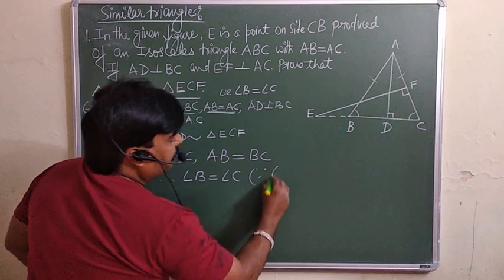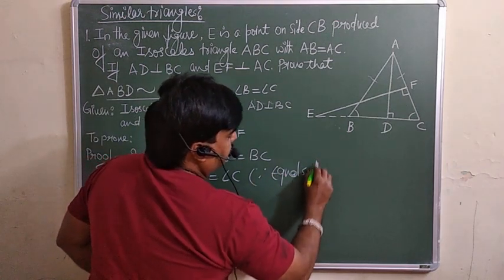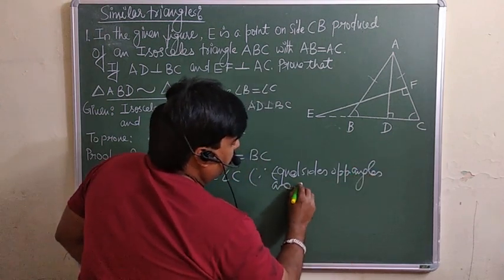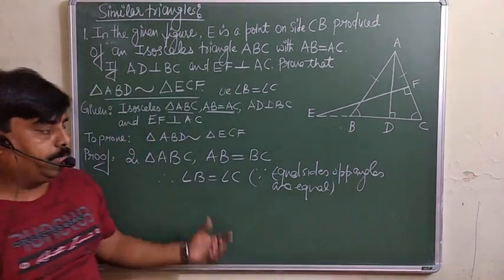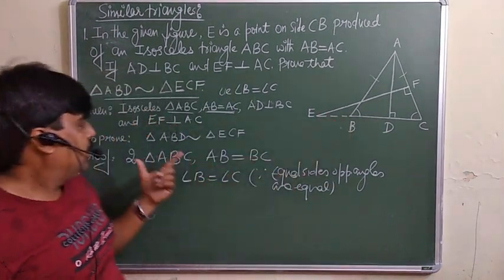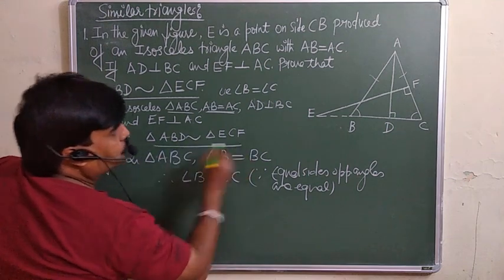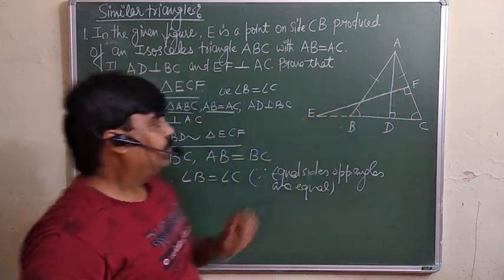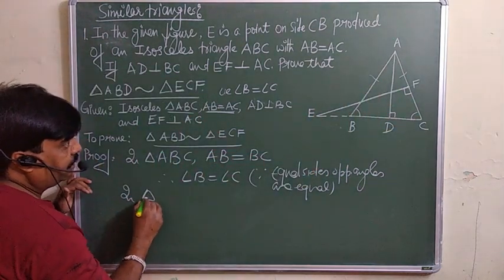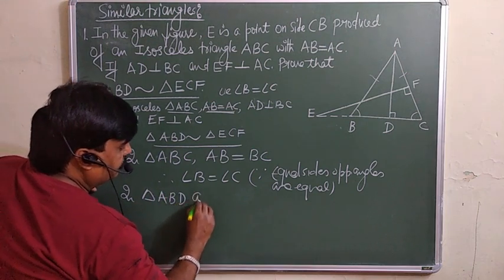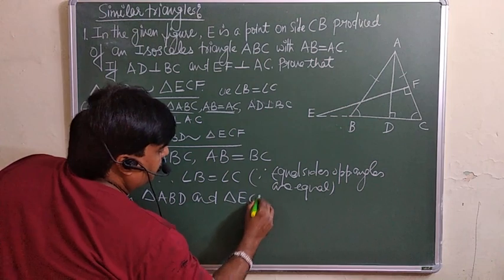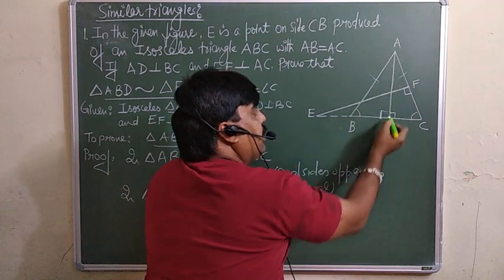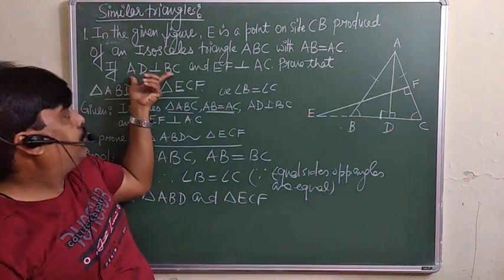This is already known, that equal sides opposite angles are equal. But we want to make these two triangles similar. We want to make the triangle ABD similar to triangle ECF. So just now take triangle ABD and triangle ECF. See now, in triangle ABD, this is already given 90, because AD is the perpendicular on BC. AD is perpendicular on BC is already given.